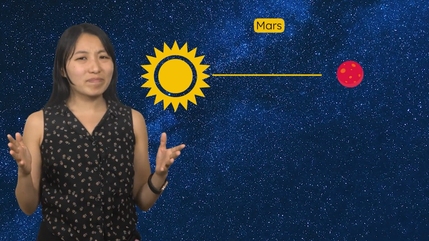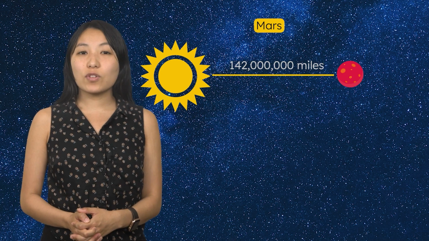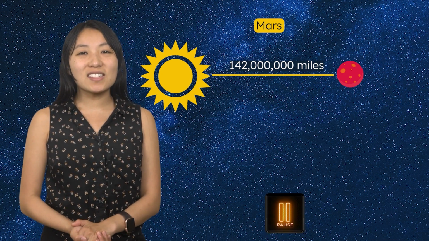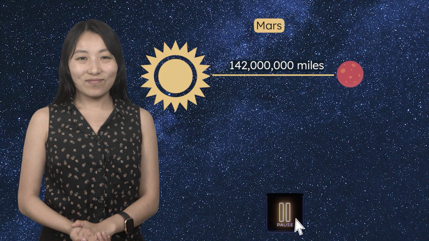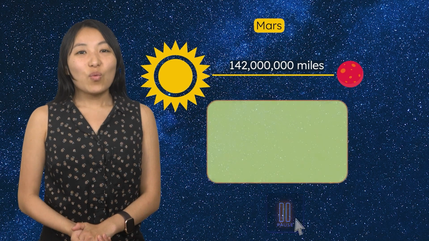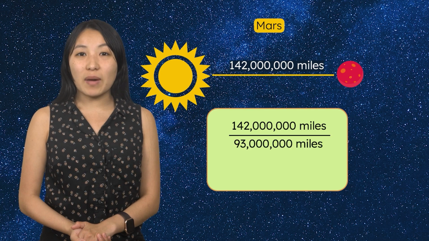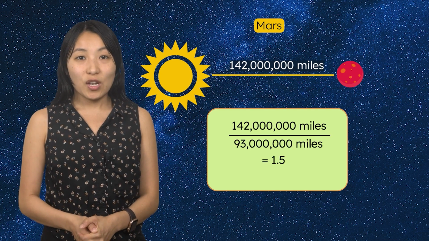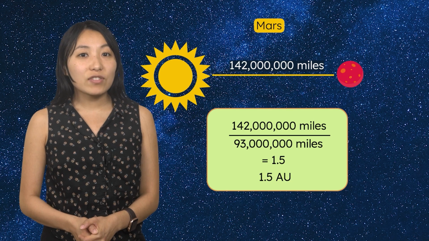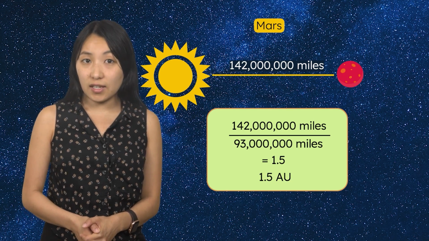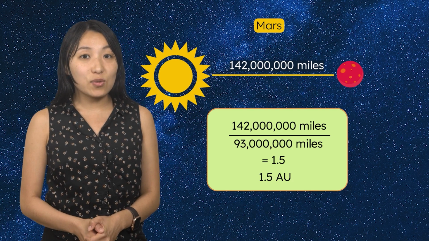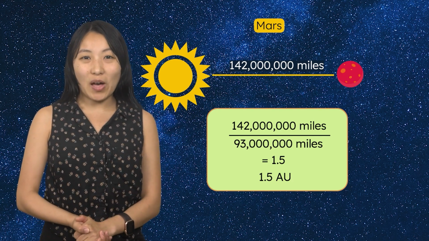What about Mars? It orbits at a distance of 142 million miles from the sun. Pause the video and calculate its distance in AUs. 142 million miles divided by 93 million miles equals around 1.5 AUs, which means that Mars is 1.5 times farther from the sun than Earth is. You'll find the distances of the other planets in AUs as you do your lab to build the scale model.